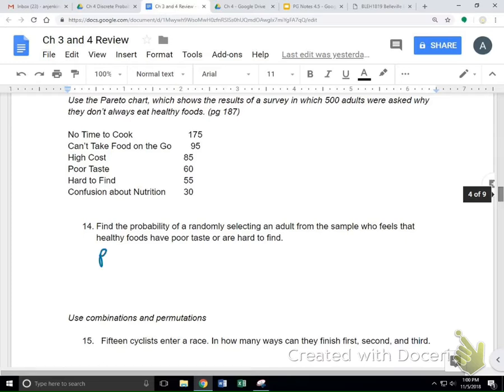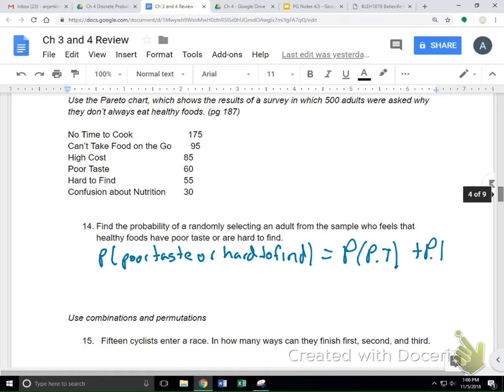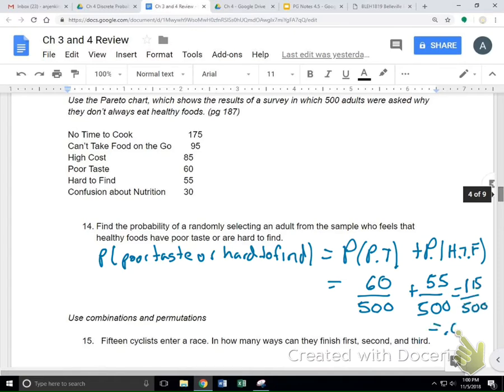So the probability of poor taste or hard to find equals the probability of poor taste plus the probability of hard to find. And here we see that poor taste is 60 out of 500, and the probability of hard to find is 55 out of 500, which equals 115 out of 500, or 0.23.